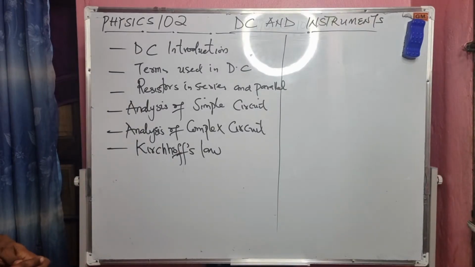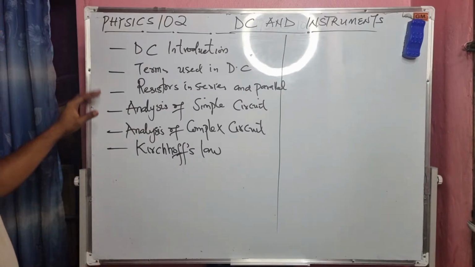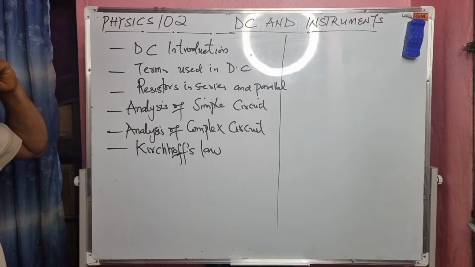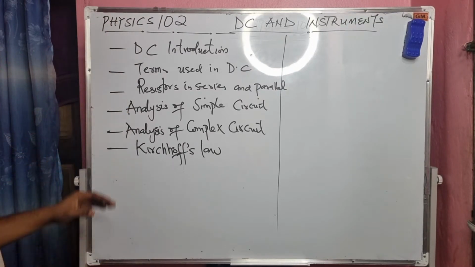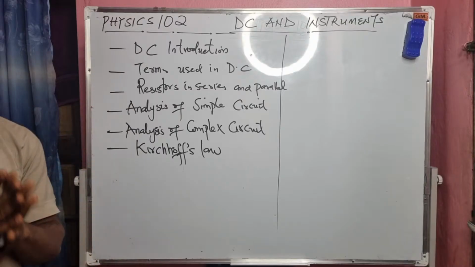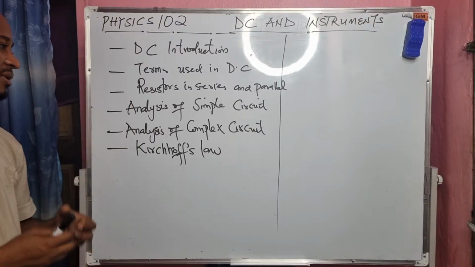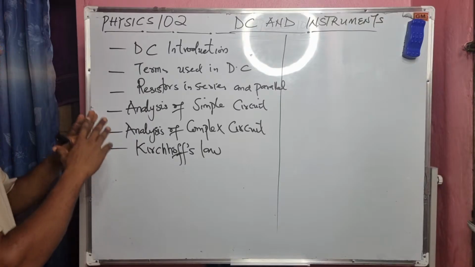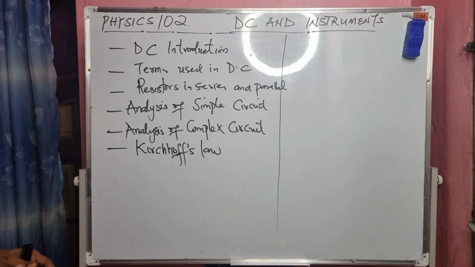At the end of today's class, every student in this online class should be able to understand what is DC, some terms used in DC, resistors in series and in parallel, how to analyze a simple circuit using Ohm's law, then how to analyze a complex circuit using Kirchhoff's law. This will be our activities for today. So everyone should please pay attention.